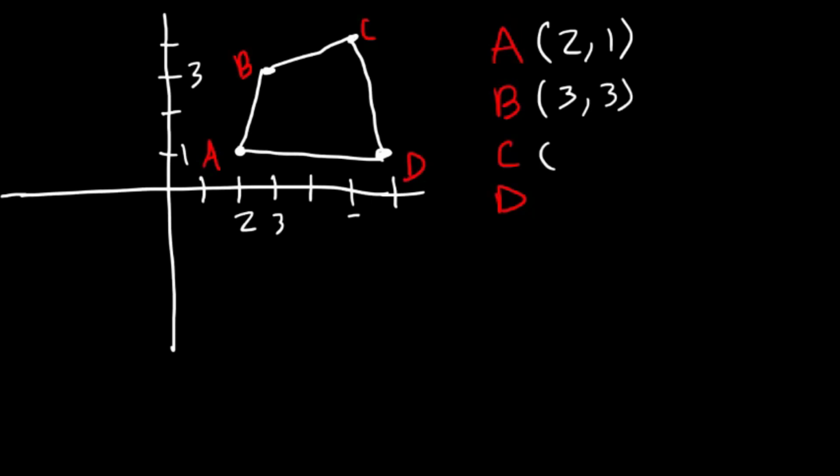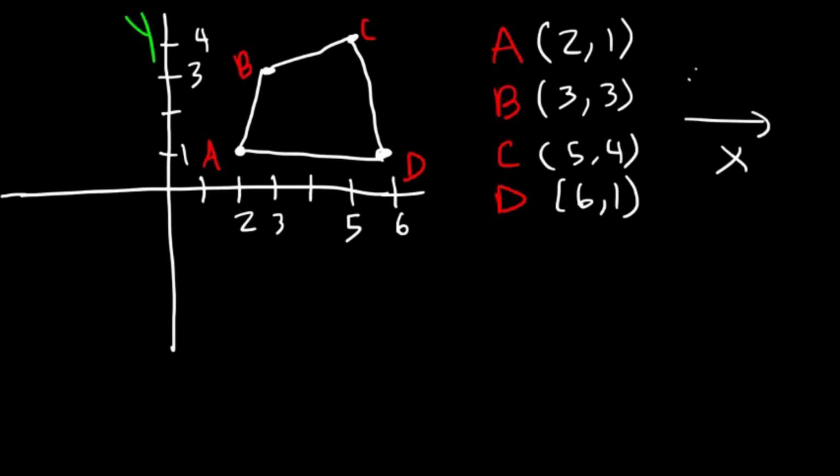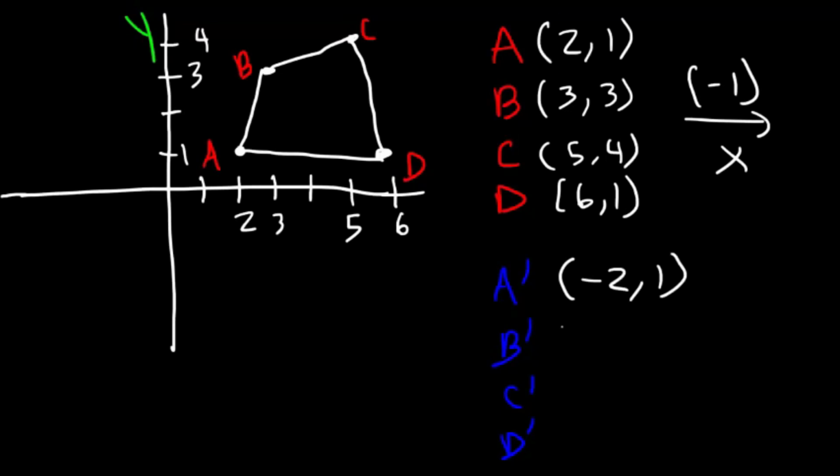And C is located at 5, 4. And D is located at 6, 1. So to reflect it about the x-axis, I mean not the x-axis, but rather the y-axis, we need to multiply the x values by -1. So now let's find the new coordinates. So instead of +2, it's going to change to -2. The y value will remain the same.